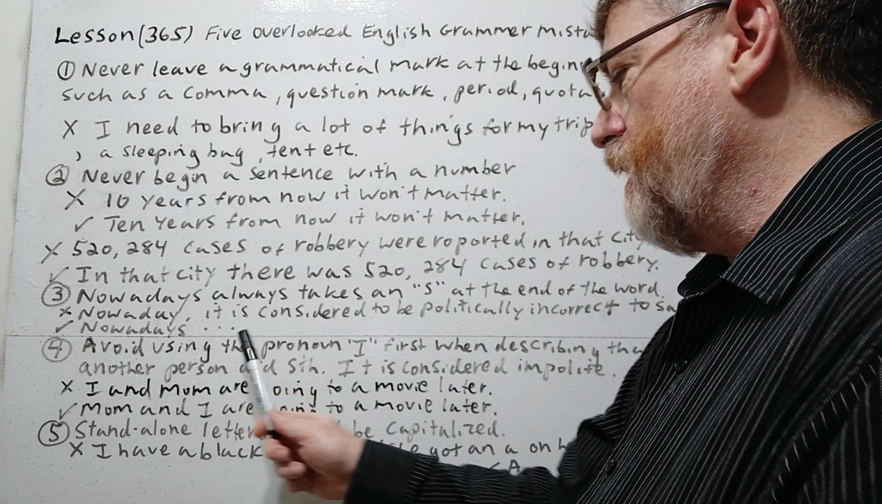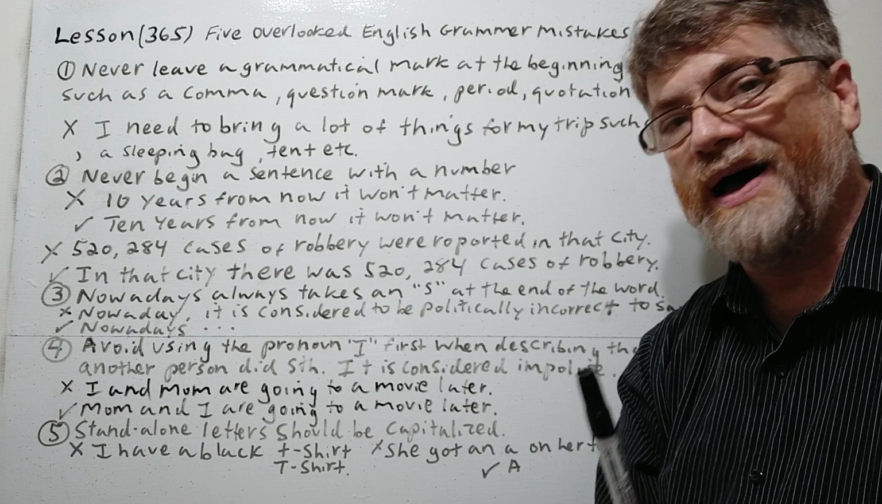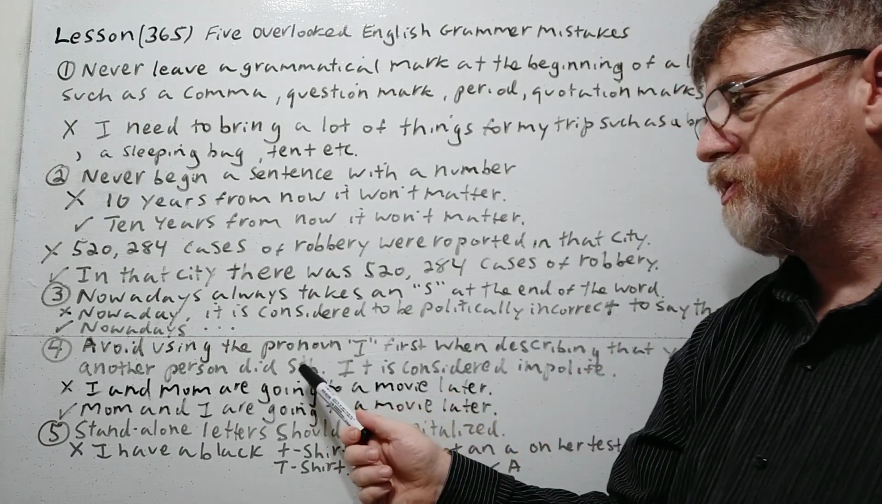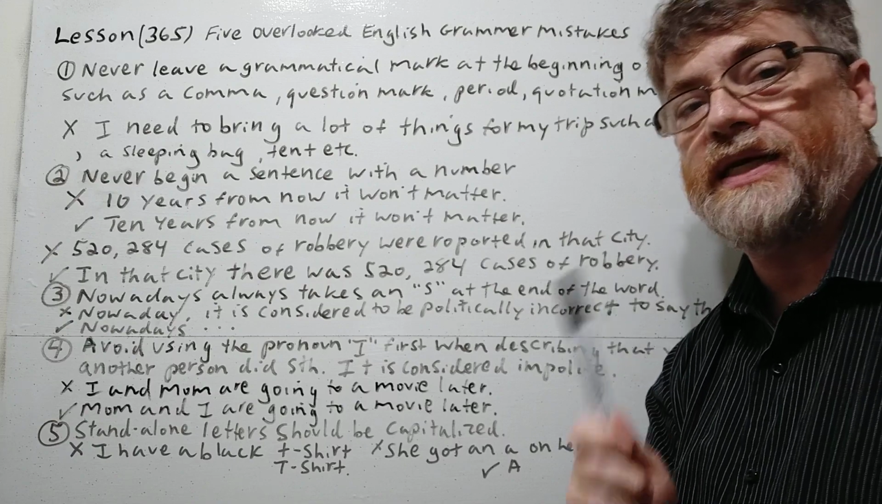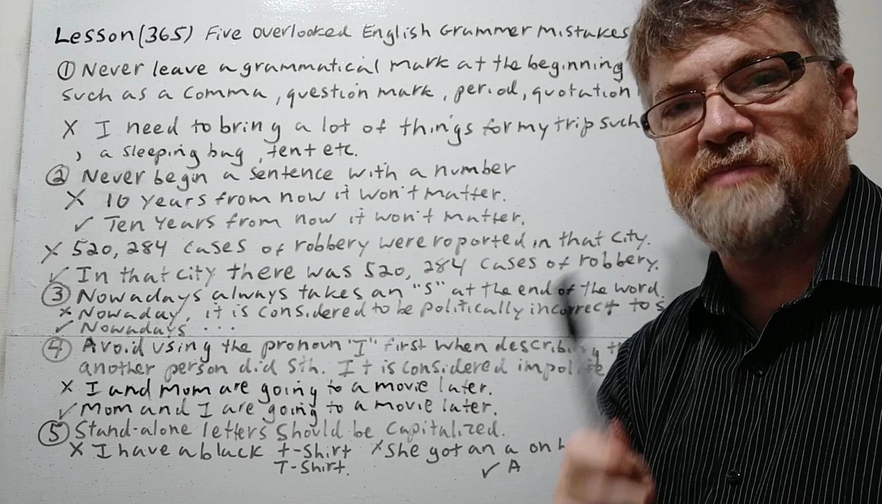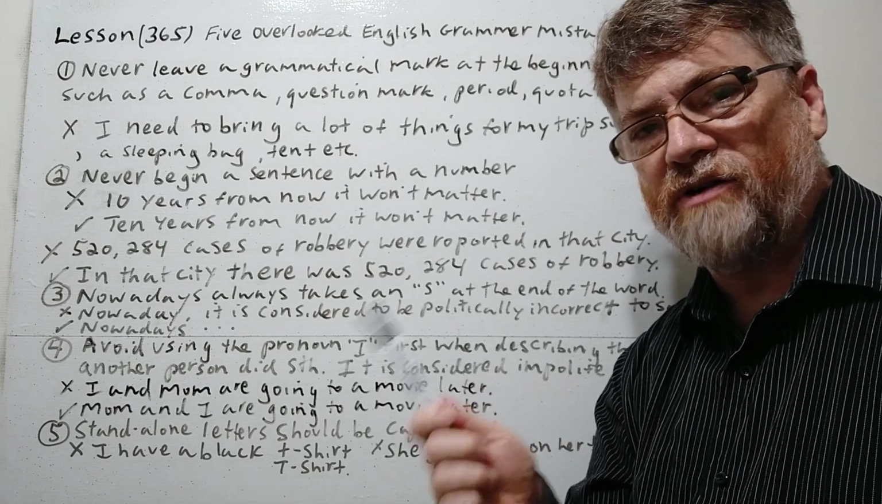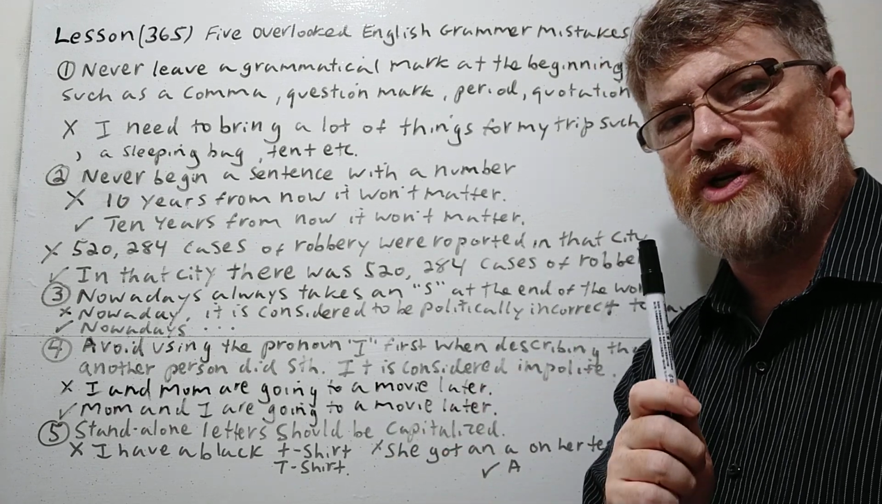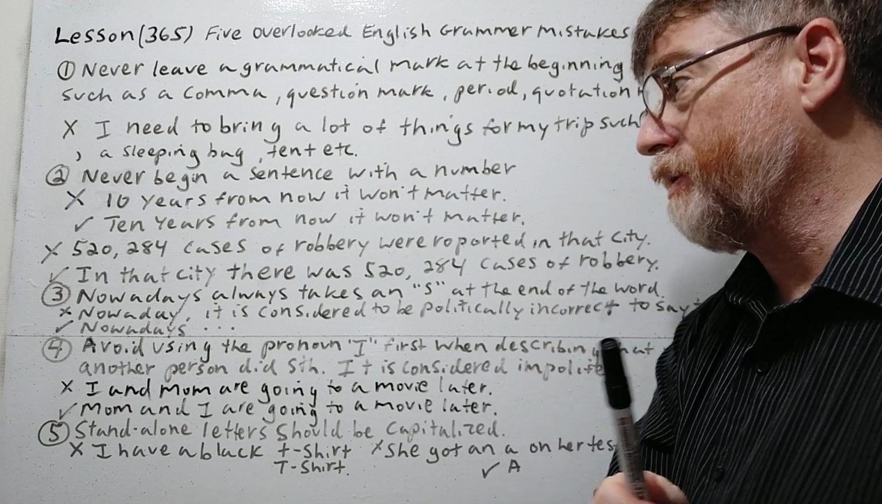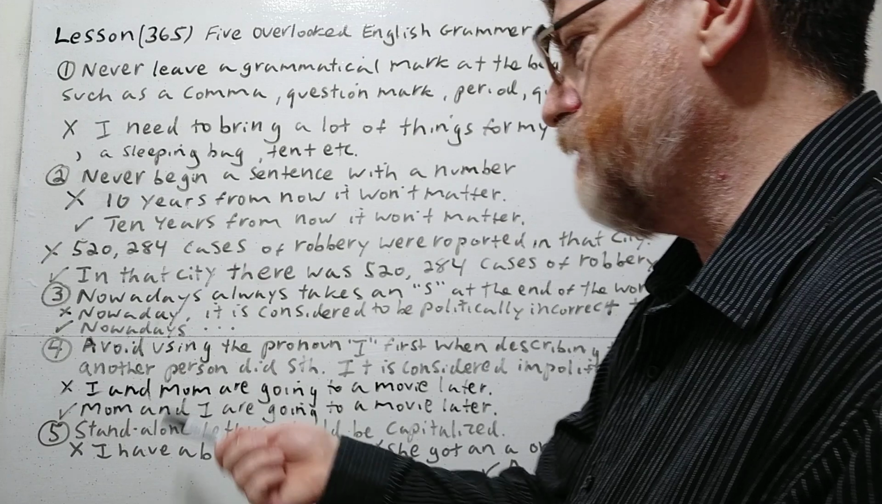Number 4 here. Avoid using the pronoun I first when describing that you and another person did something. It is considered impolite. Now, some people argue that this may technically not be grammatically incorrect, but most native speakers don't do it. It is considered impolite, and it sounds awkward when you do it. So let's look at some examples.